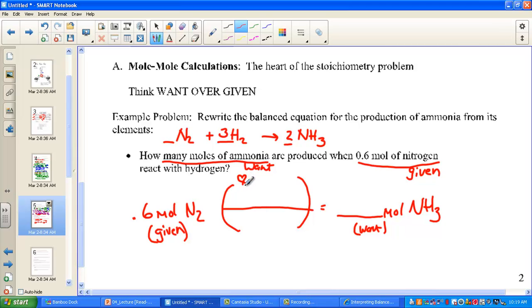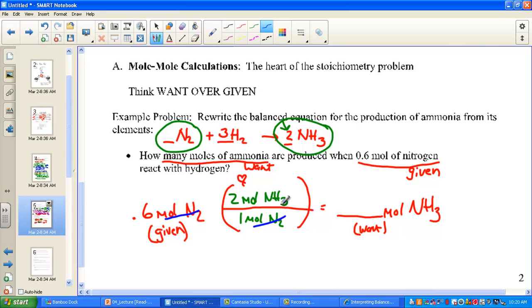What do we know about the heart of our problem, the stoichiometric ratio of want over given? We want to know the ammonia. Its coefficient is a 2. We know that every 2 moles of NH3 are made, and where's that given quantity? The nitrogen, its coefficient is a 1. 2 moles of ammonia are made for every 1 mole of nitrogen consumed. Notice what's happened? We've canceled moles of N2 and moved to moles of ammonia.